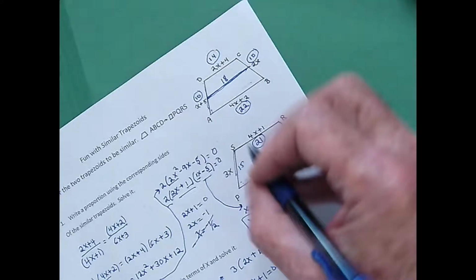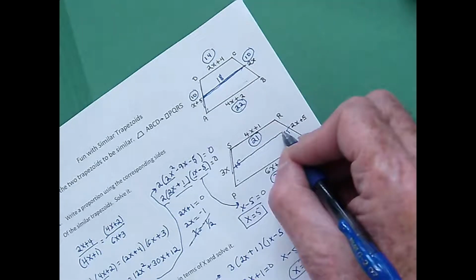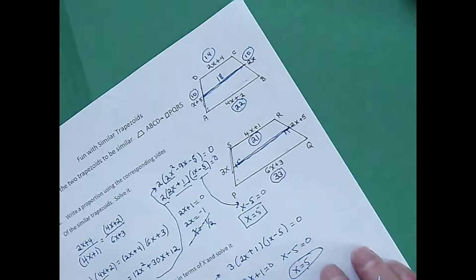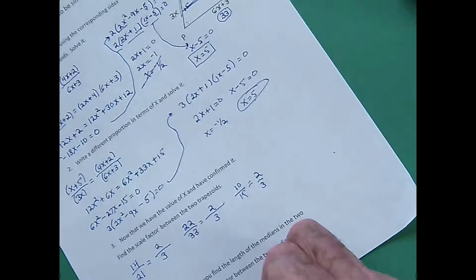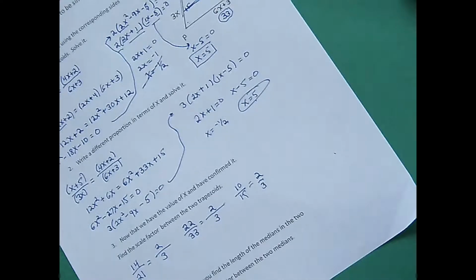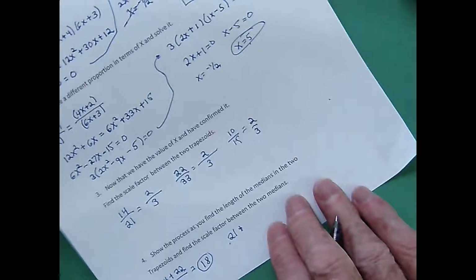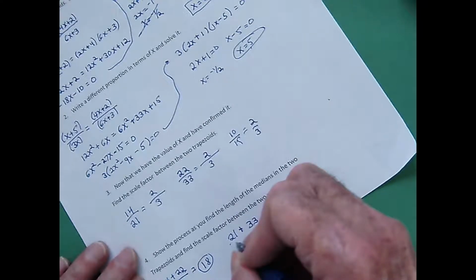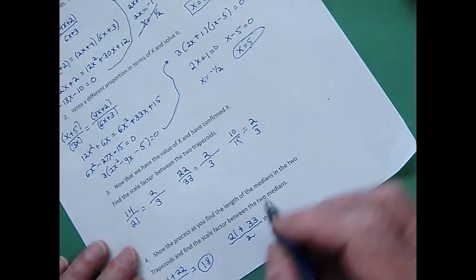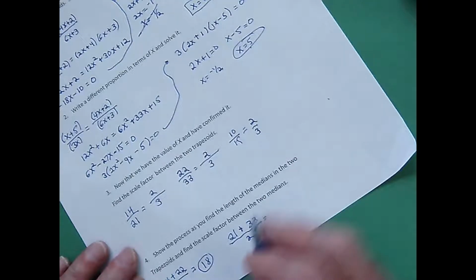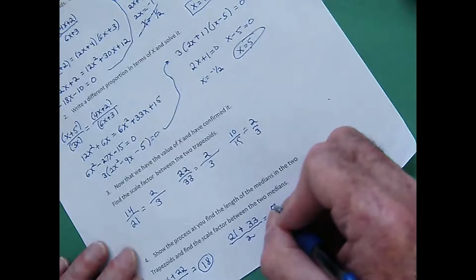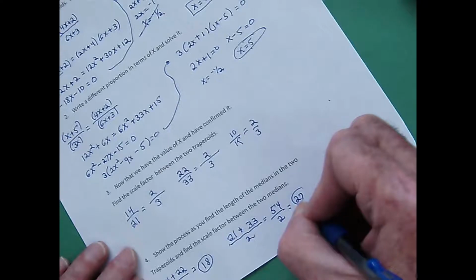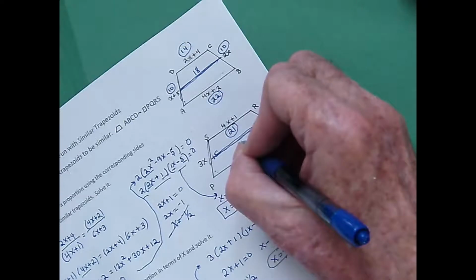How about the median in that bigger trapezoid anyway? Well, let's add up the bases and divide by 2. Base 1, 21, plus base 2, 33. Add them up, divide by 2. That looks to me like 54. 54 divided by 2 gives me a length of 27. I am convinced that the median in this trapezoid would be of length 27.